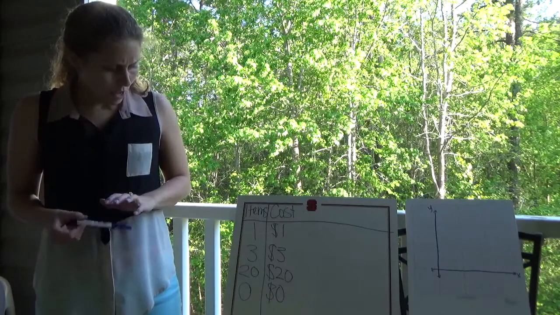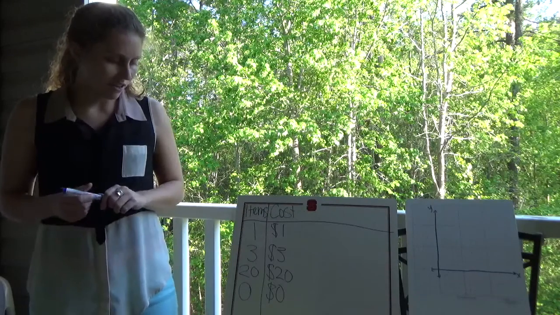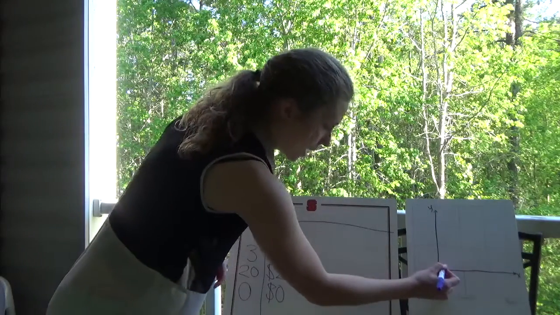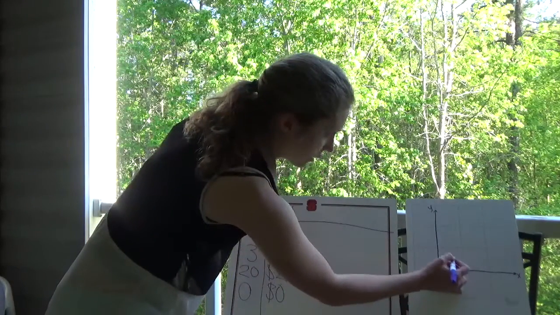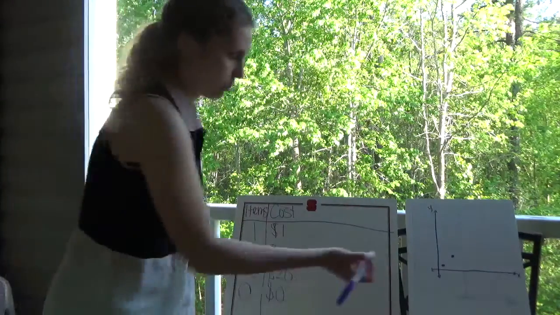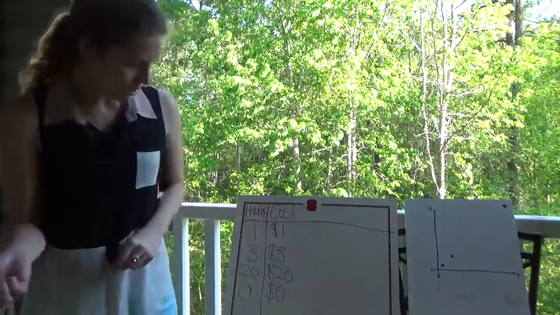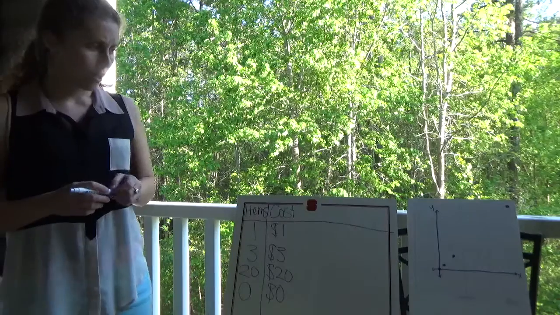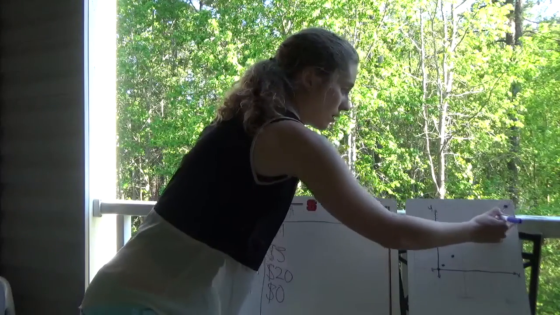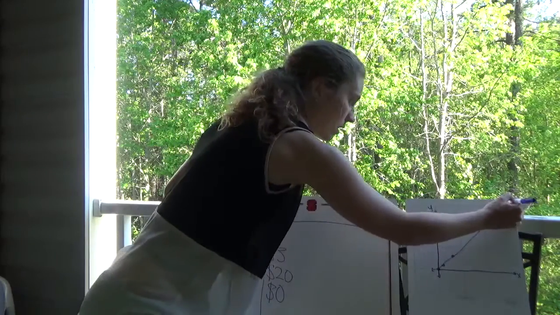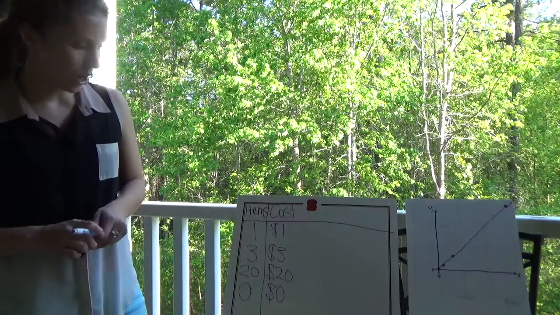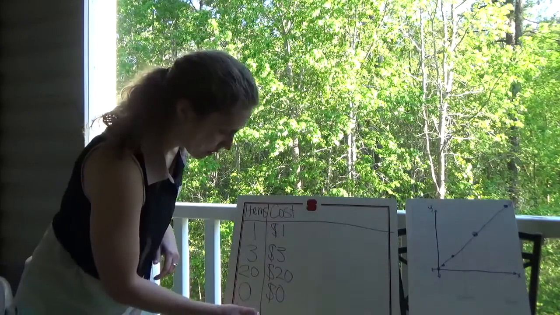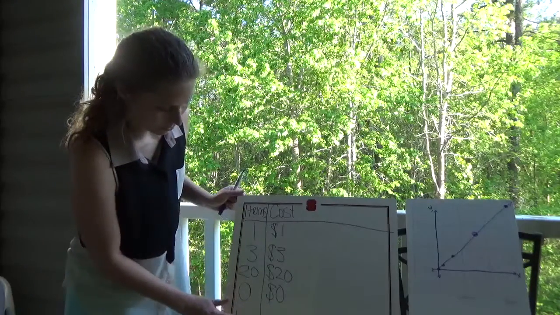So, what would this look like on a coordinate graph? Well, we've got $1 for 1 item. We've got $3 for 3 items. We've got $20 for 20 items. We've got $0 for 0 items. So that's awesome. That's a line, it looks like. Pretty straight line. So we can probably predict how much it's going to cost us for, say, 10 items, $10.